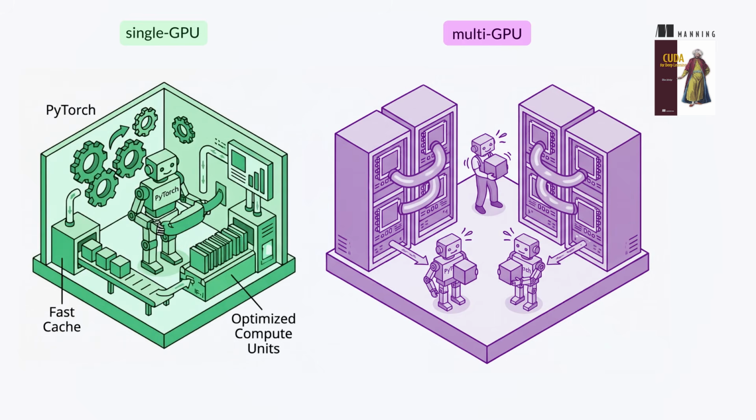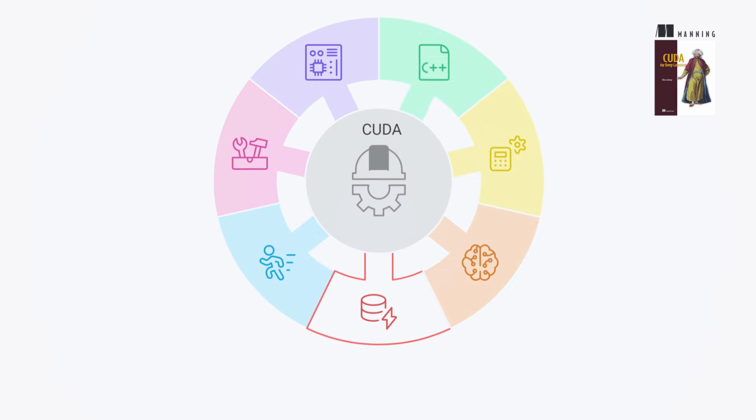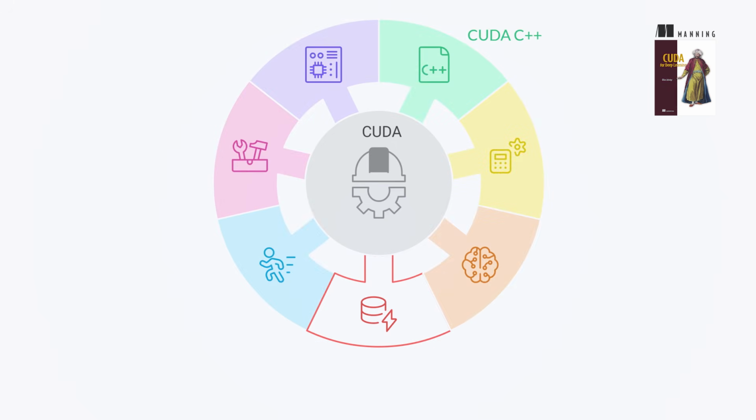Multi-GPU work adds a communication hierarchy, where links inside a machine are faster than links between machines. Inefficiencies multiply as devices are added. So the single GPU lessons carry directly into distributed systems. CUDA is an ecosystem. CUDA C++, cuBLAS, cuDNN, Thrust, the toolkit, drivers, and more. This book focuses on CUDA C++ because the low-level model teaches performance reasoning even when higher-level libraries execute the work.